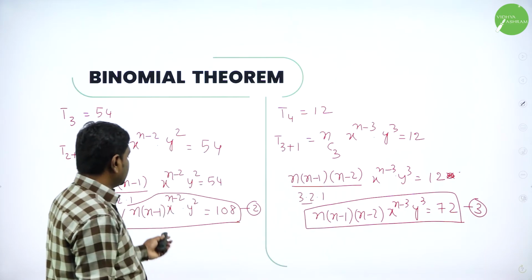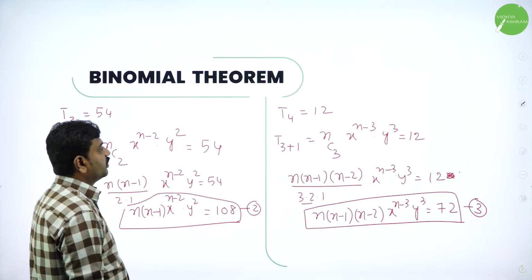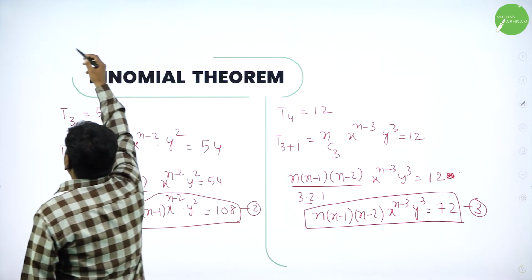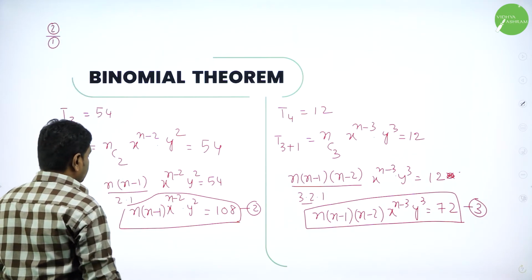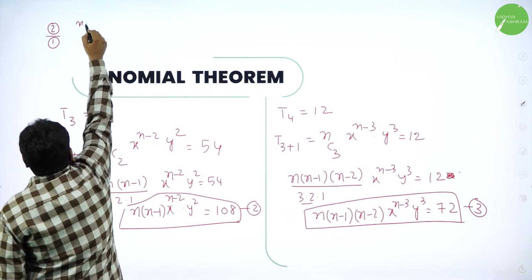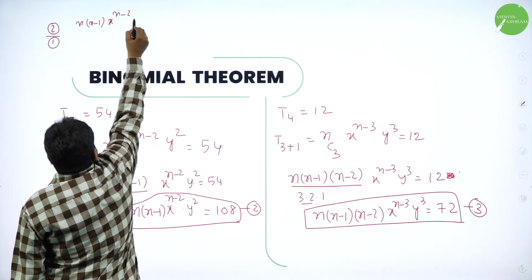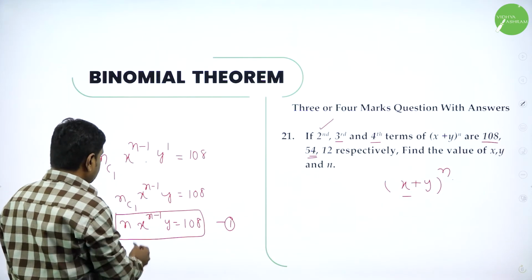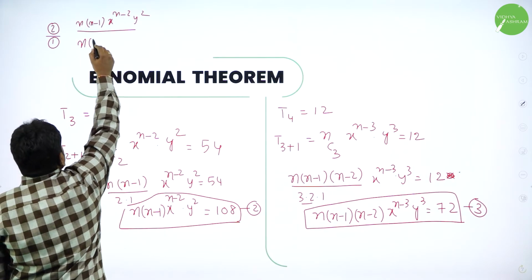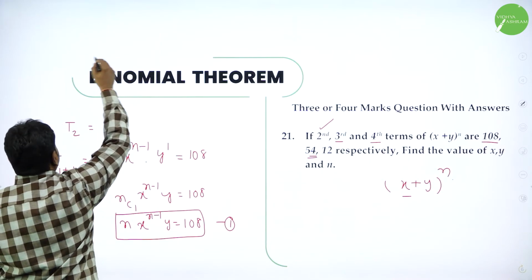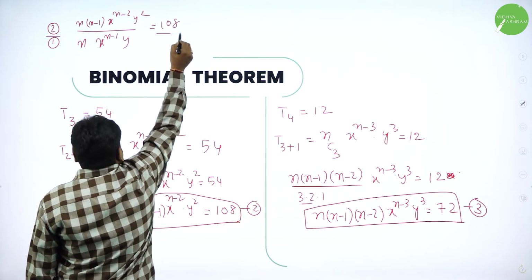See, observe, we got 3 equations. In that, equation 1 is 108, equation 2 is 108. I'll divide 2 by 1. So perform 2 divided by 1. If you divide equation 2 by 1, LHS by LHS. What is LHS? n into n minus 1 x power n minus 2 y square divided by n into x power n minus 1 y is equal to 108 by 108.